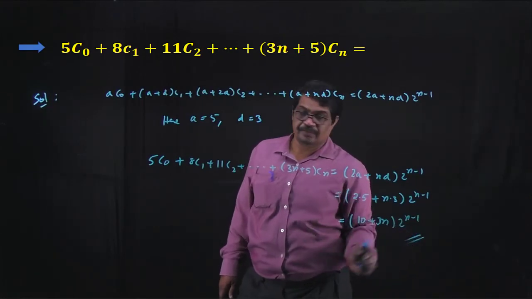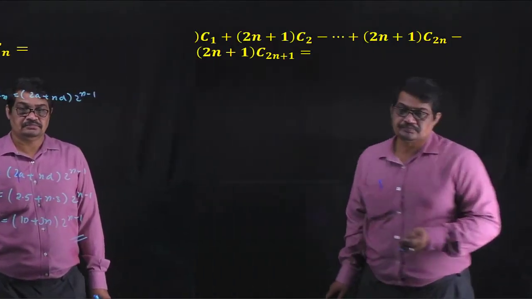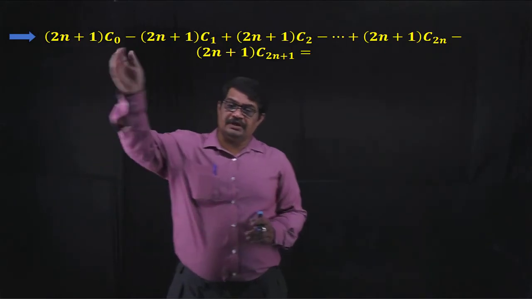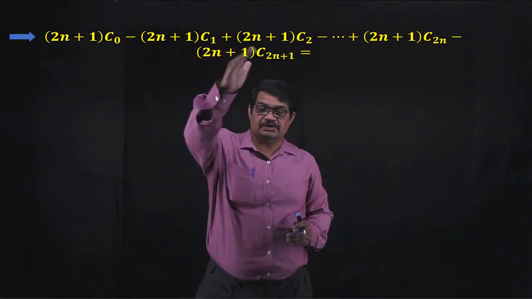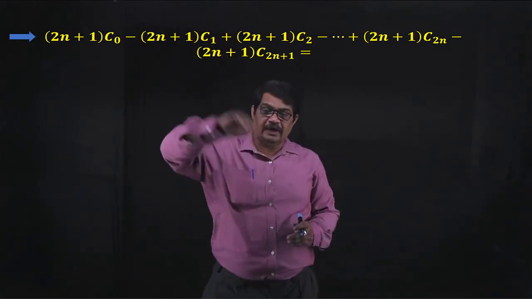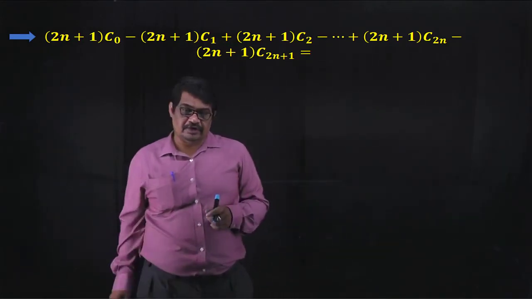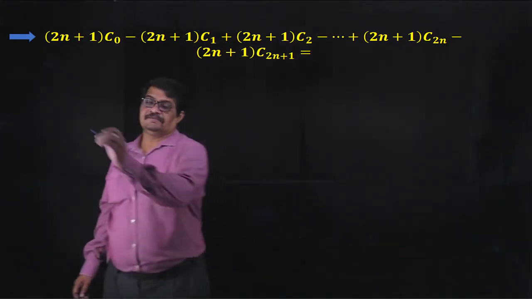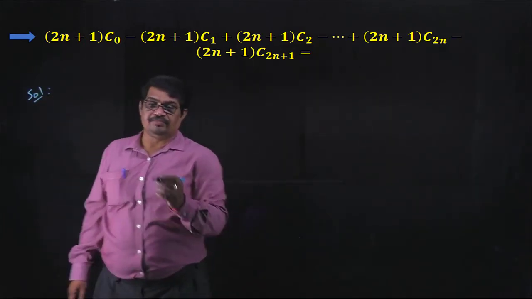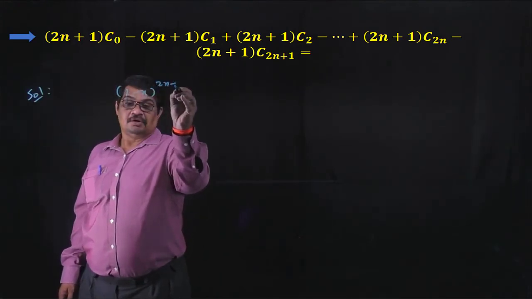So this is the value of the given series. Okay, see the problem. 2n+1 C0 − 2n+1 C1 + 2n+1 C2 and so on, up to 2n+1 C2n − 2n+1 C2n+1. We have to find the value of this finite series. Okay, see the solution. Now we consider the function (1 − x)^(2n+1).